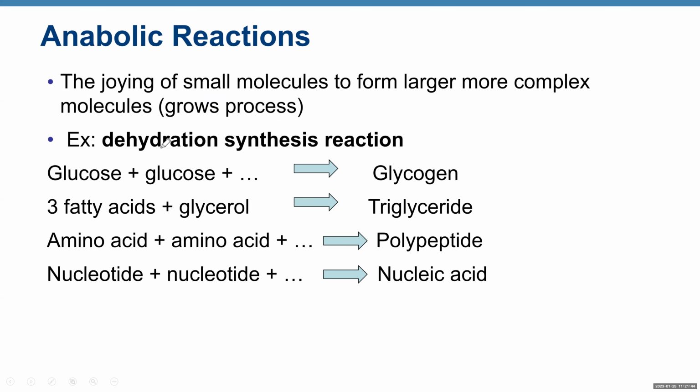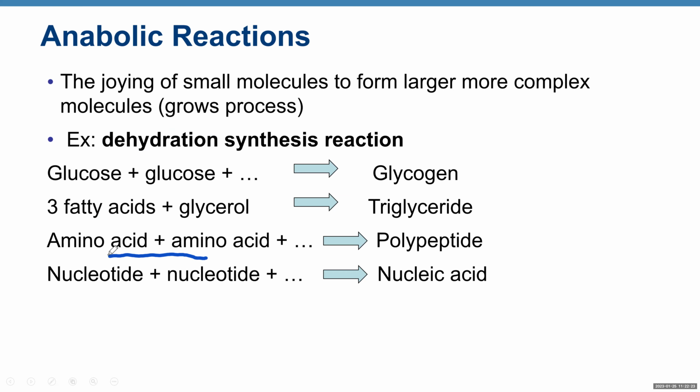An example will be dehydration synthesis reaction. So for example, we have a glucose and glucose, and we form bonds between these two molecules forming glycogen. So glycogen is a larger molecule and it stores more energy than a glucose molecule. Or 3 fatty acids and 1 glycerol make a triglyceride. So again, a triglyceride is a larger molecule that you synthesize from fatty acids and glycerol. So it's dehydration synthesis. Now, why is it called dehydration? Because you will release a water molecule.